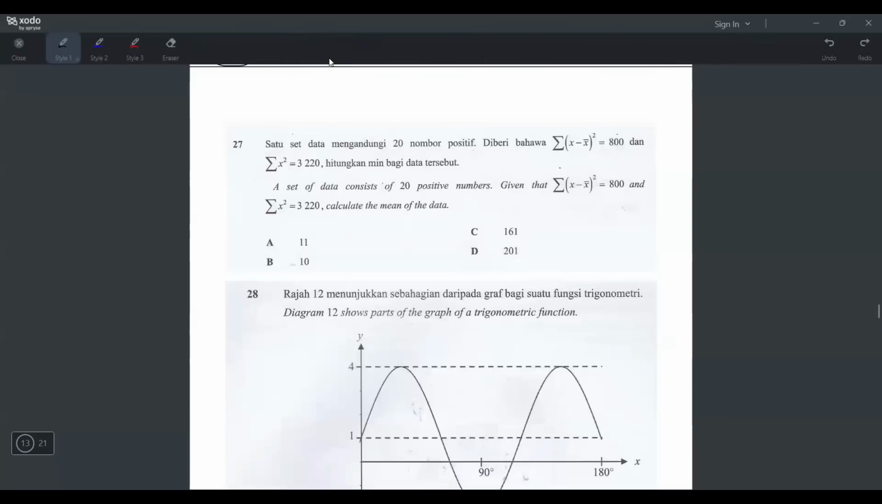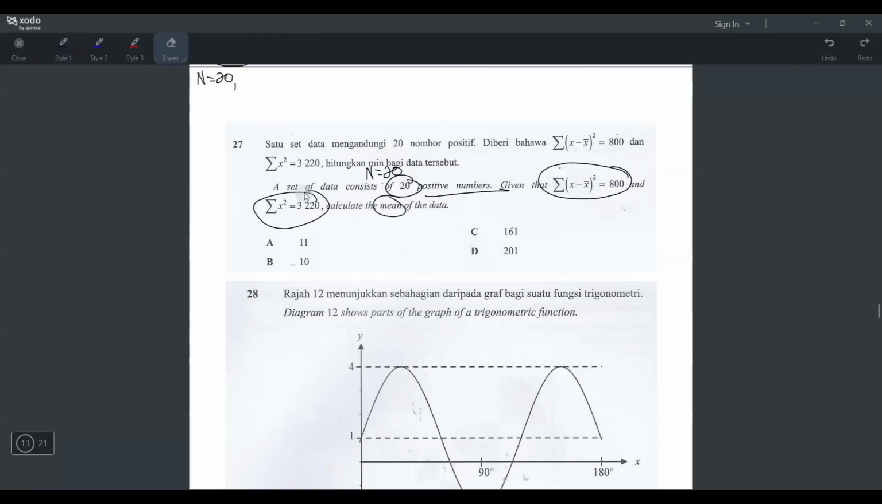Okay, I want to continue with 27. Let's read the English version. A set of data consists of 20 positive numbers, so the n is 20. Given that the sum of bracket x minus mean to the bracket square is 800. This information. And then the sum of x square is 3220. Calculate the mean of the data. So n is 20, they give you the sum of x square, they give you this. Calculate the mean.